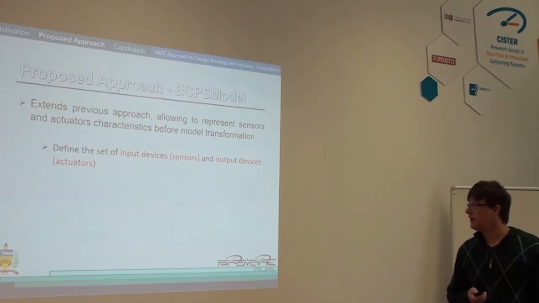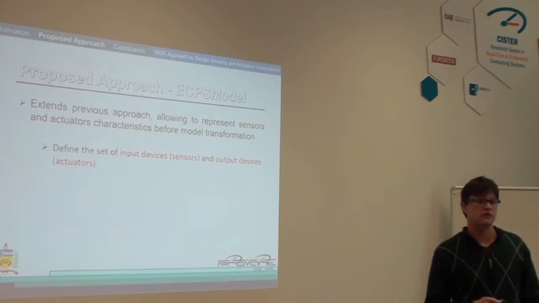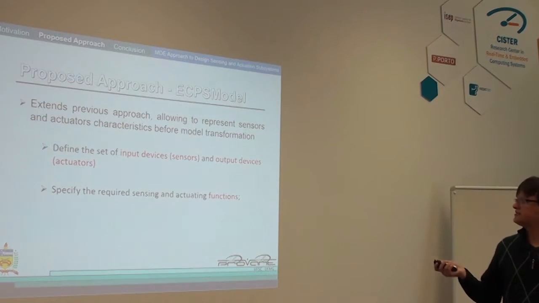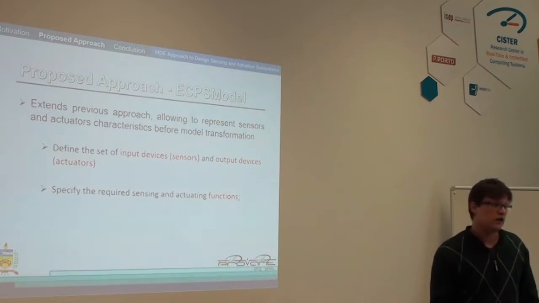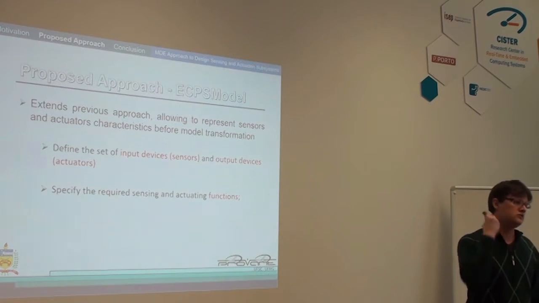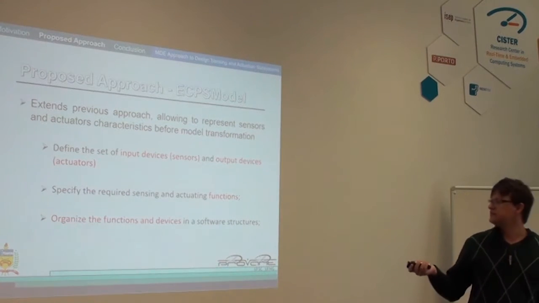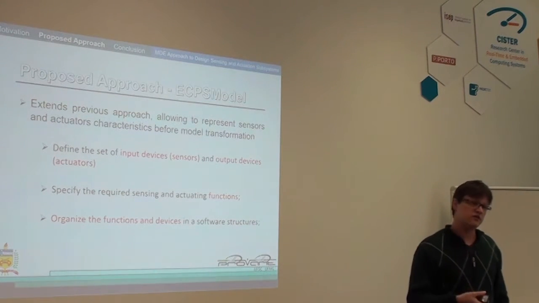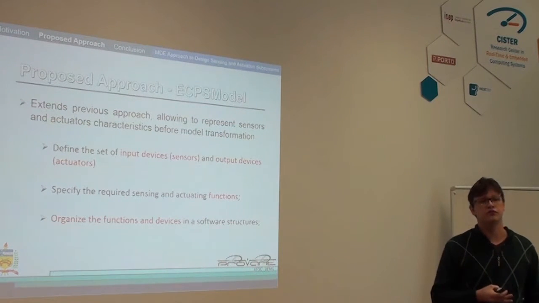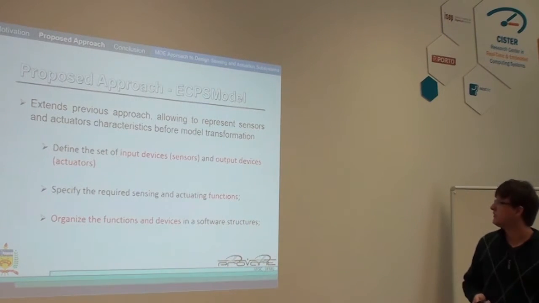So we define a set of input and output devices, the sensors and actuators of the application, and specify the required sensing and actuation functions, like filters and other functions that are required for the real application. And we organize these functions and devices in a set of software structures, more specifically a set of threads that will be executed on the embedded platform.